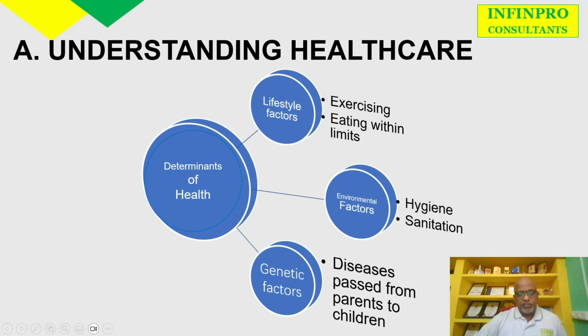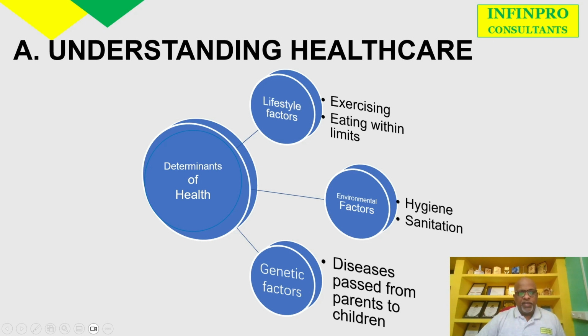Right. So in continuation of understanding healthcare, we will see 3 different determinants of health. First one being lifestyle factors, which majorly impacts our health, and that includes eating habits and exercising. The second factor which comes into play is environmental factors, including hygiene and sanitation of the society and the place where we live in. And the last part is the genetic factor, diseases passed from parents to children.